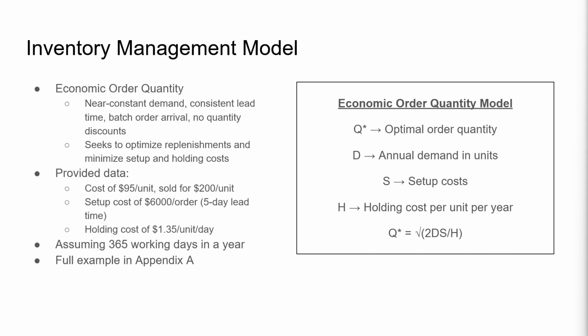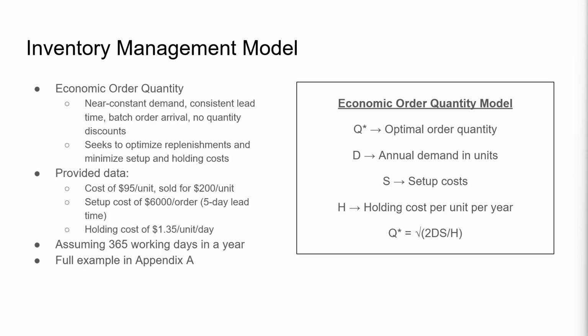Finally, holding costs like warehouse space and insurance will cost $1.35 per unit per day. Because this is a retail operation, we will assume that we have 365 working days each year. Using this information, we can find the optimal order quantity and reorder points for amulet inventory.